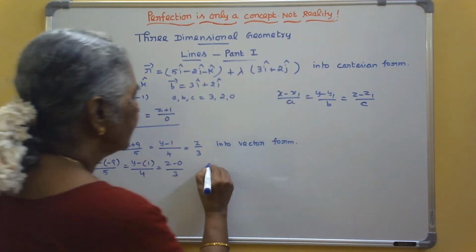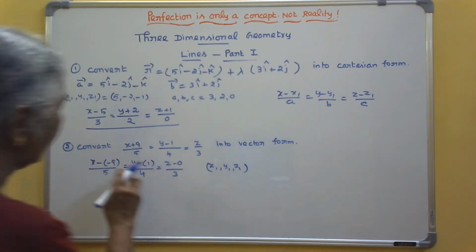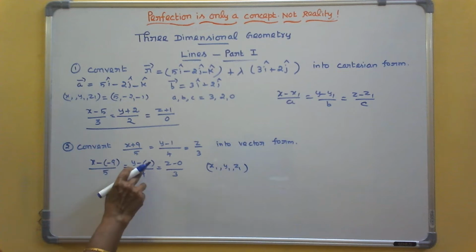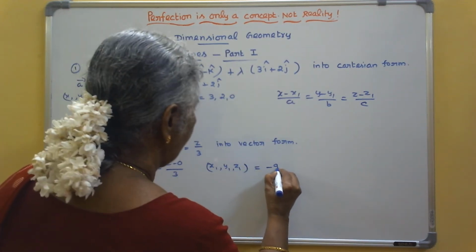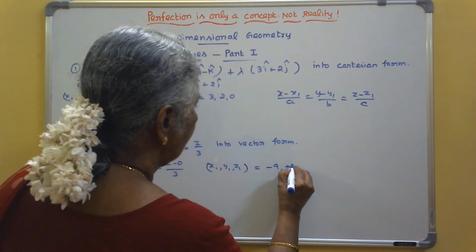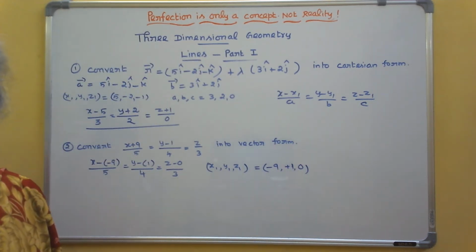Now I know my x1, y1, z1 is minus 9, 1 and 0. Okay. That is equal to minus 9, 1 and 0. This is my x1, y1, z1.